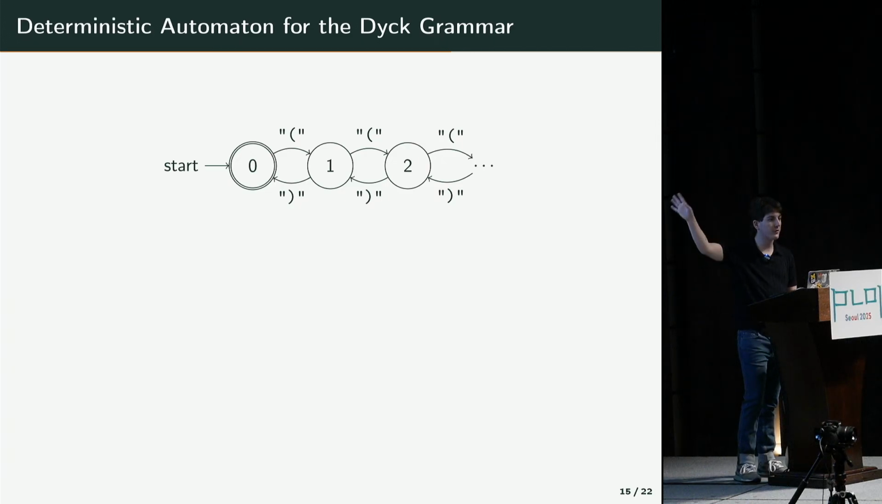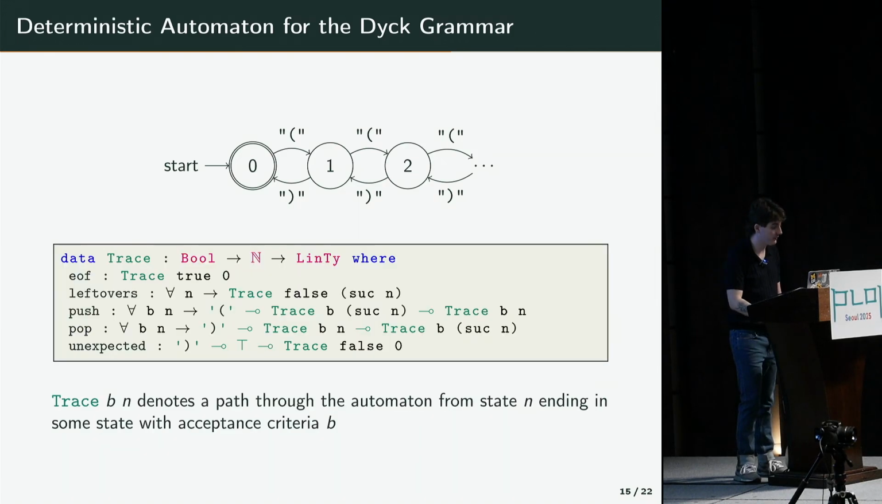We want to capture the structure of this machine within LambekD by encoding it as a linear type, and the linear type that we're going to use is this inductive linear type of traces indexed by two pieces of data, where we'll tag it with a Boolean, marking if the trace is accepting or rejecting, and a natural number that marks what state that trace begins at.